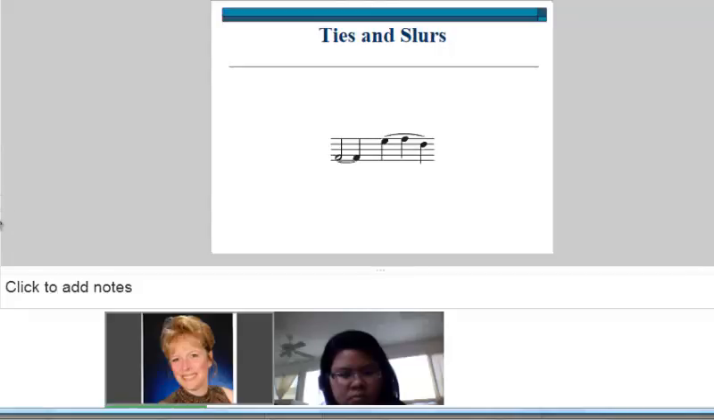Ties and slurs. Ties and slurs connect 2 notes or more together. Ties, the first on the left, connect notes of the same pitch, forming a longer note. On the right is an example of a slur, which connects 3 notes of different pitches and means to play the notes without breaks.